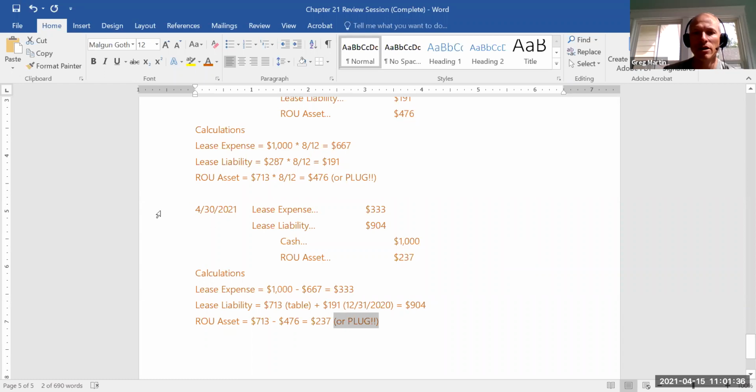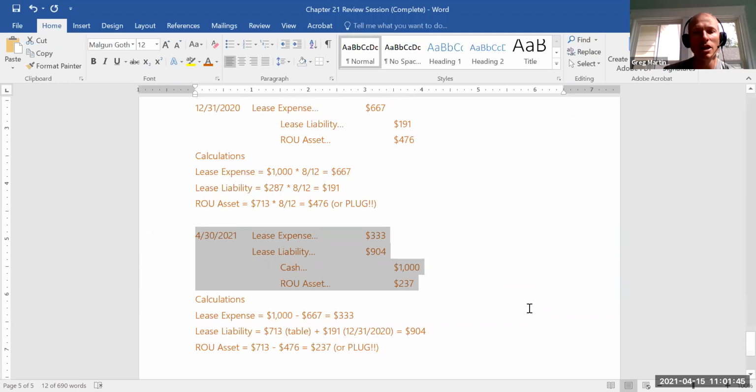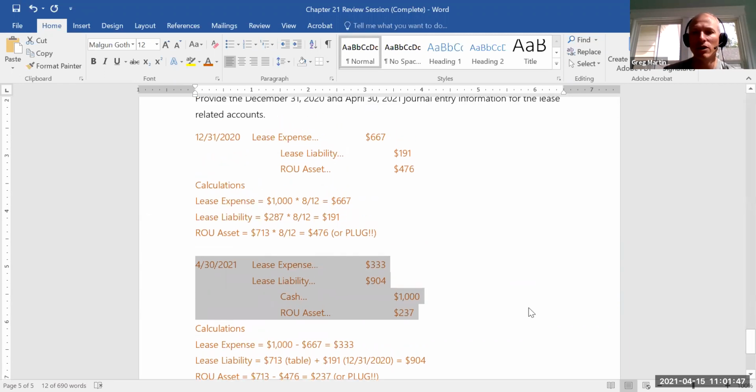But like I said, this, I think, is the most difficult journal entry, maybe in all of Intermediate 2, to understand. Because it is not intuitive, not even close. It is not an intuitive journal entry at all.